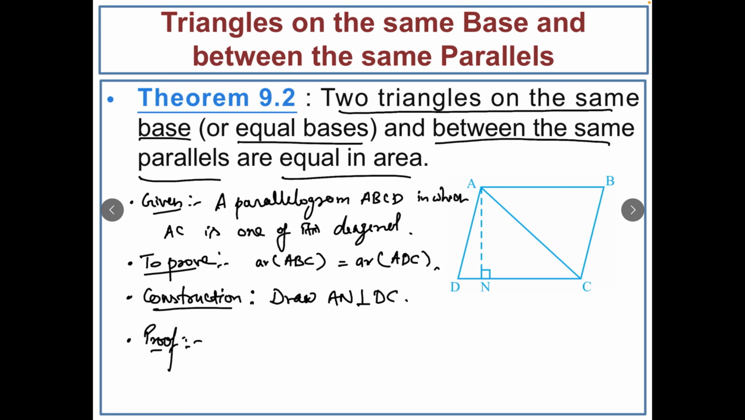As we know, the opposite sides of a parallelogram are equal. So ABC and ADC are the two triangles which are on equal bases and between the same parallels, and we have proved that their areas are equal.